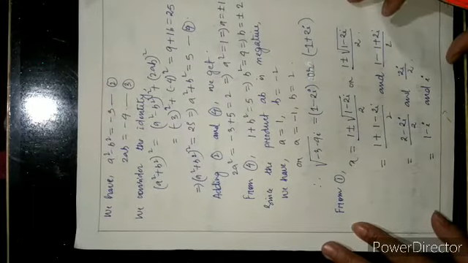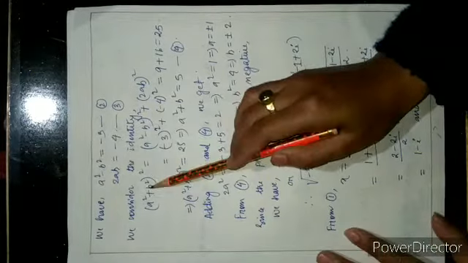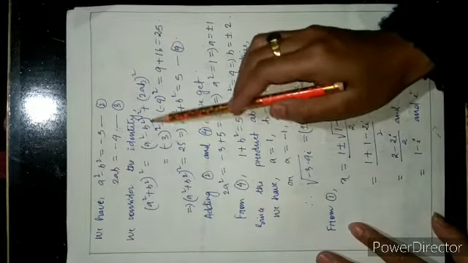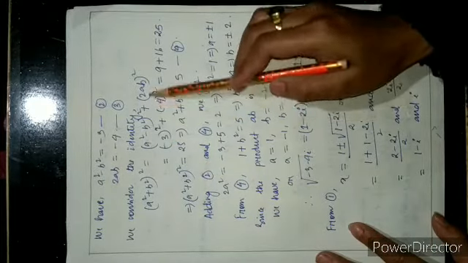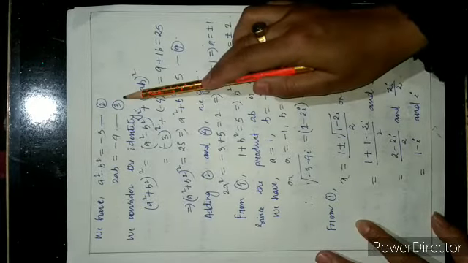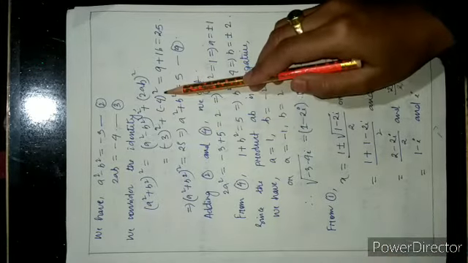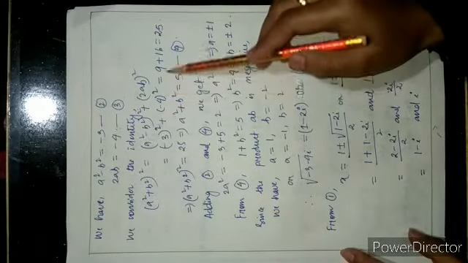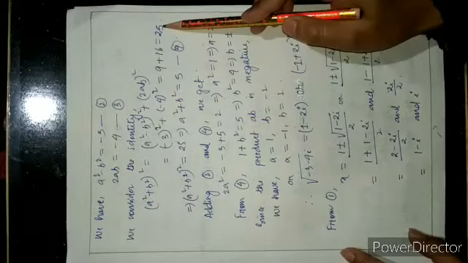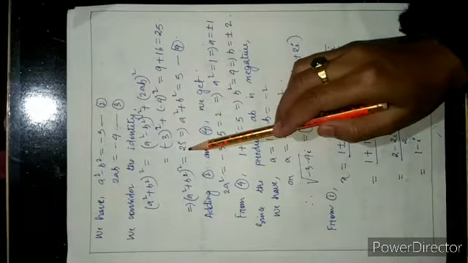Then we consider the identity a square plus b square whole square, and this identity can be expressed as a square minus b square whole square plus 2 times ab whole square. From equation number 2 and equation number 3, first term is equal to minus 3 whole square and second term is equal to minus 4 whole square. 9 plus 16, their sum is 25. A square plus b square whole square is equal to 25.